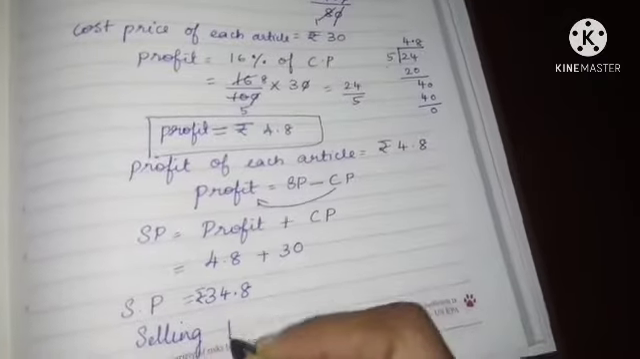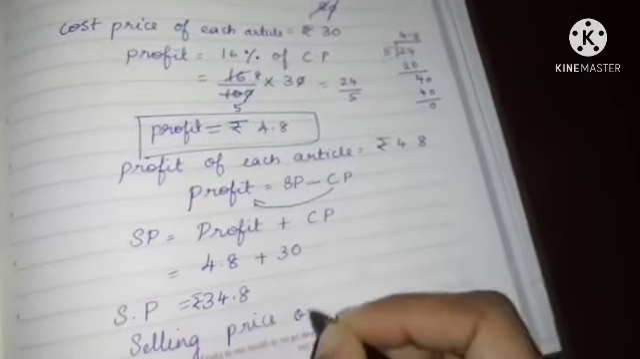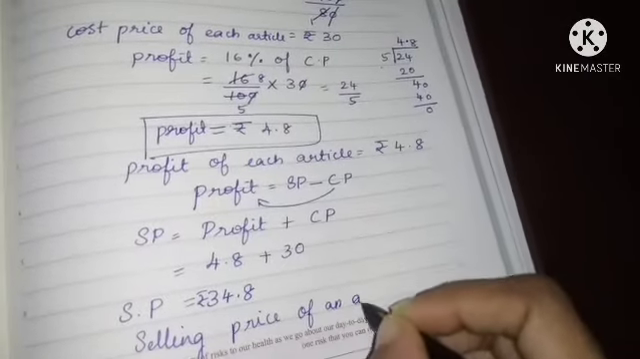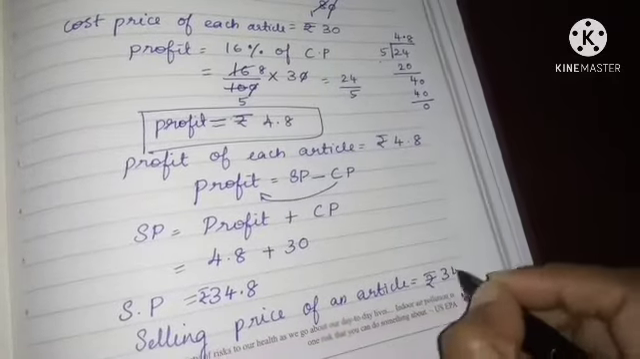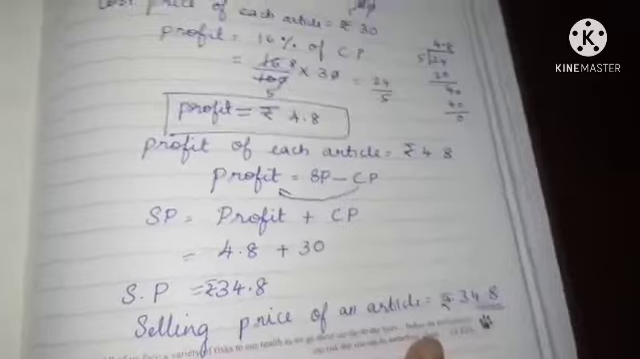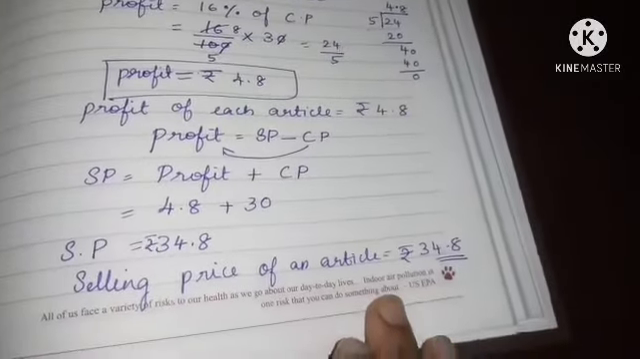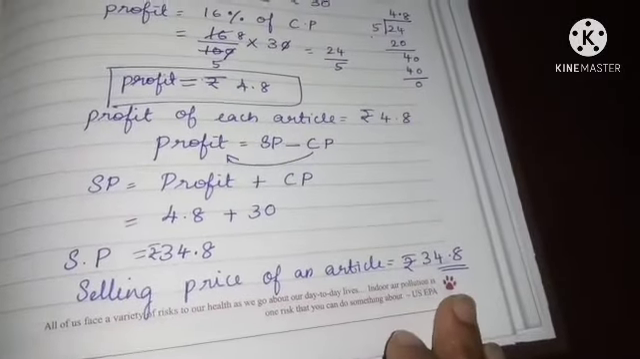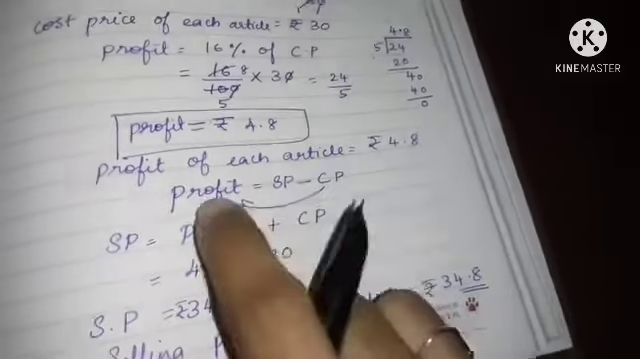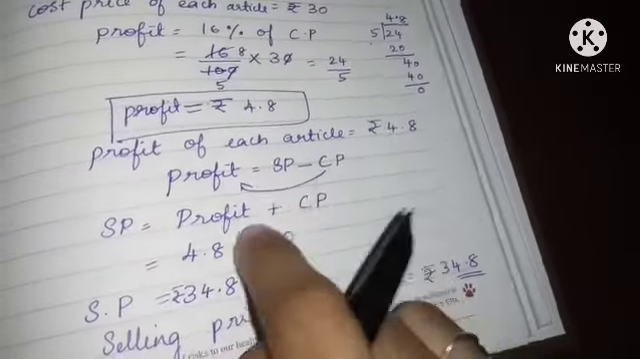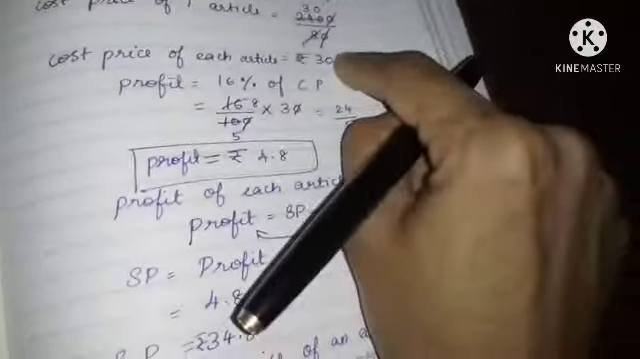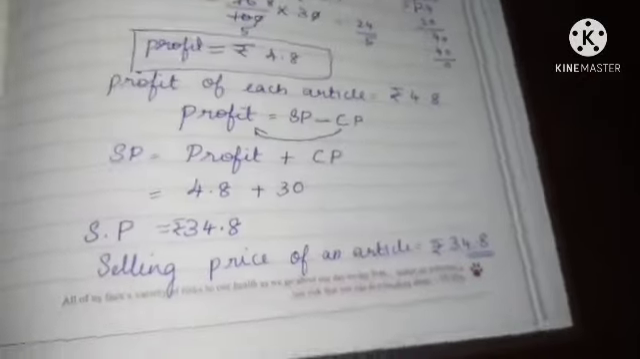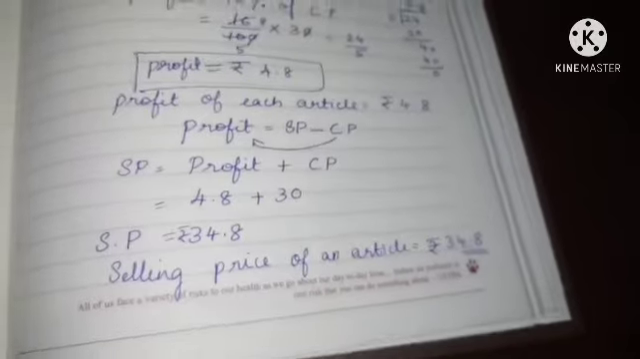So the selling price of an article is rupees 34.8. Understood? Selling price is equal to profit plus cost price. If you add the profit and cost price of each article, you will get the selling price of each article. Understood?